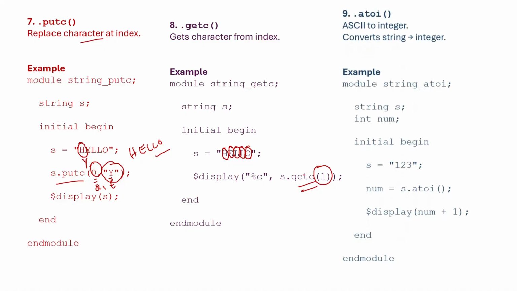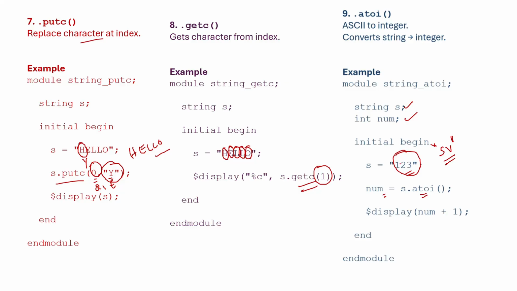And ASCII to integer, whatever the ASCII value is there. Here string s is there and integer num is there. My string is 123, so here 123 is the string, and then num equals s.atoi(), that means ASCII to integer. Whatever the letters are there, suppose I am using SystemVerilog, this ASCII code will be converted into numbers. So here I gave the numbers, and then this number I want to print here.